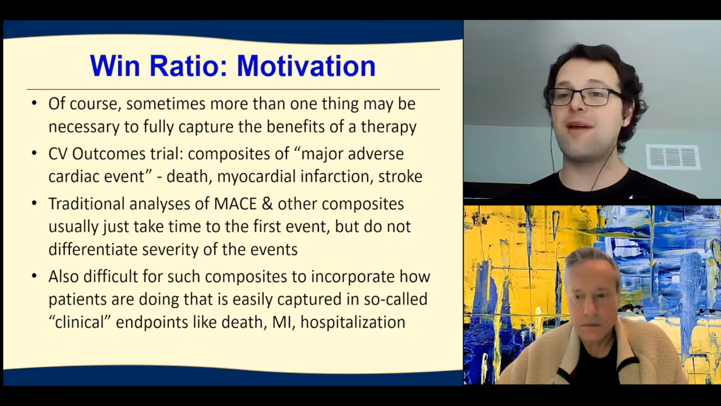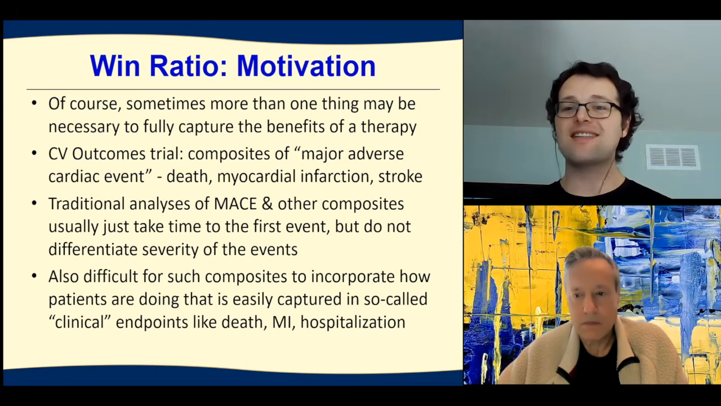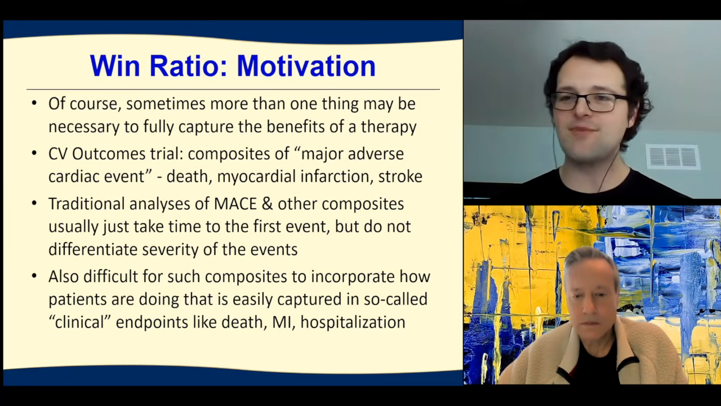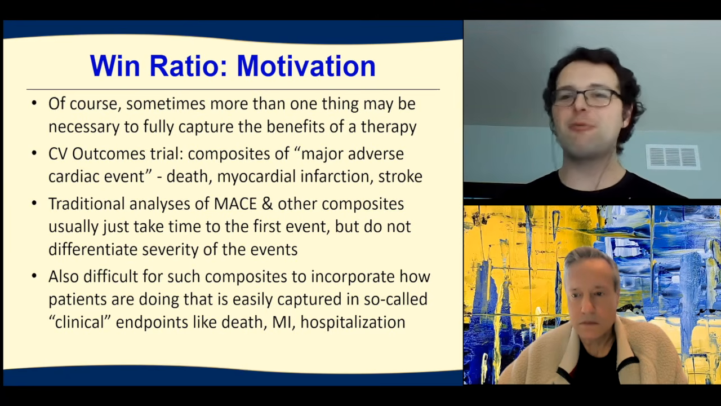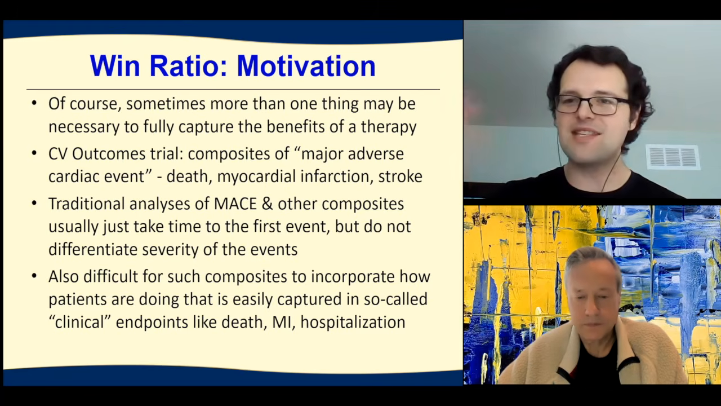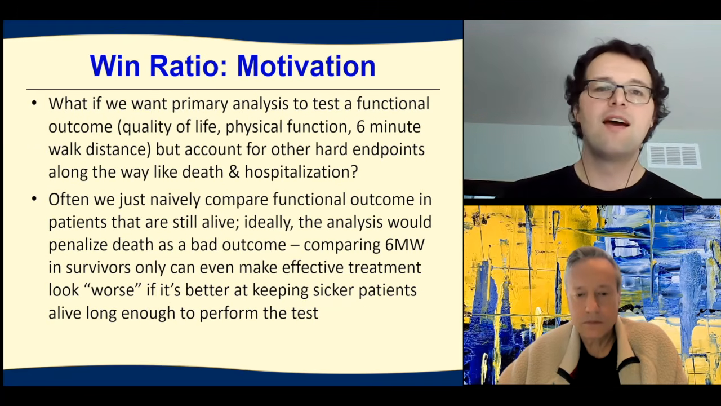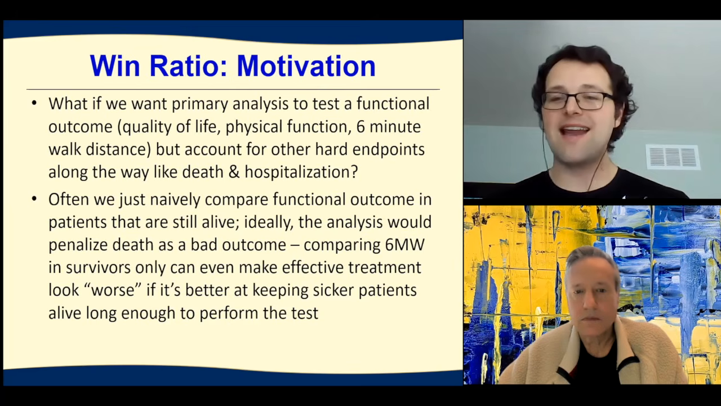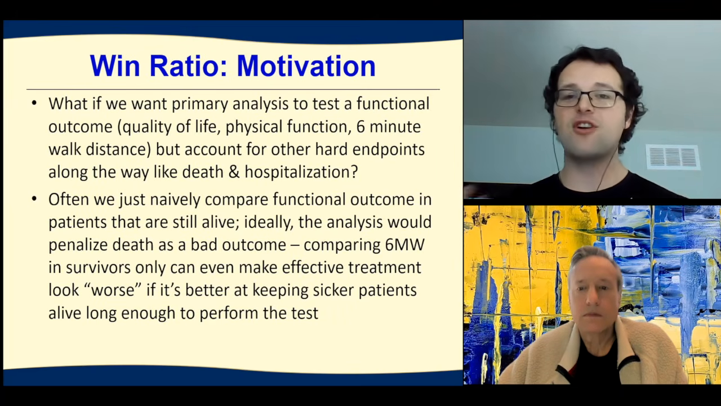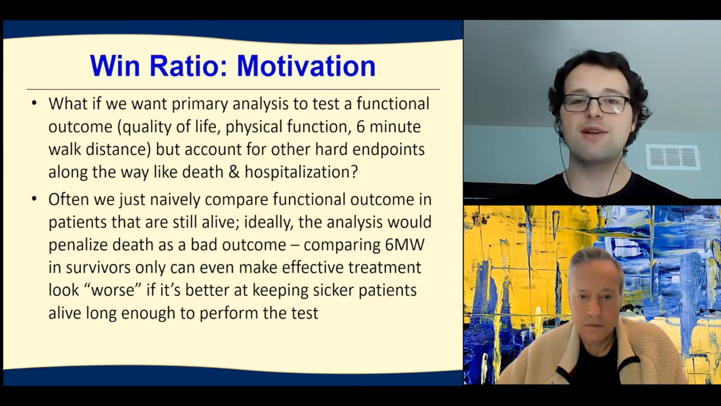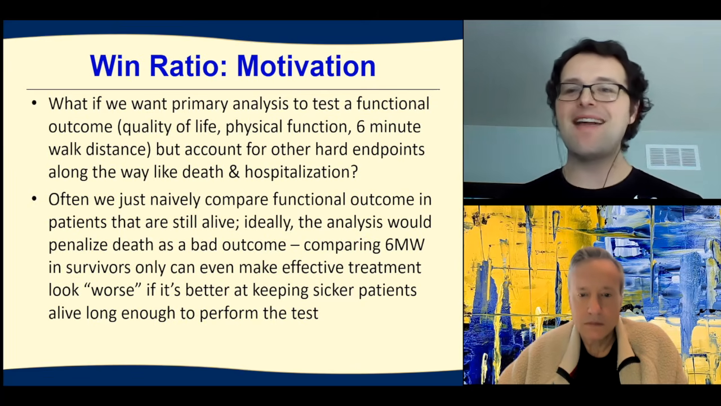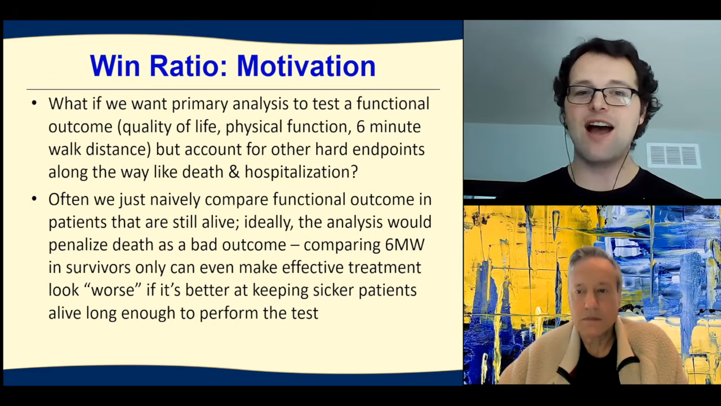It's also hard for composites like this to simultaneously incorporate how a patient is doing. If you have a measure of their quality of life or their 6-minute walk distance, it's hard to put that into this analysis of MACE. That's a different type of information, and it doesn't easily fit into a time-to-event analysis. And maybe we even want the primary analysis of our study to test that functional outcome, be it a quality of life measure or some measure of physical function or 6-minute walk distance. But somehow we also want to penalize those bad things that might happen along the way, like death or hospitalization.